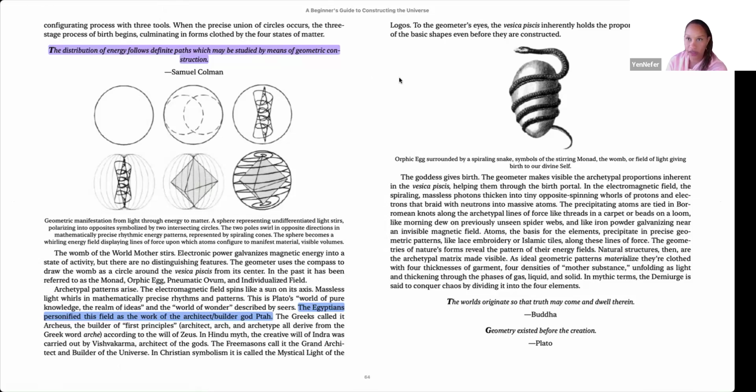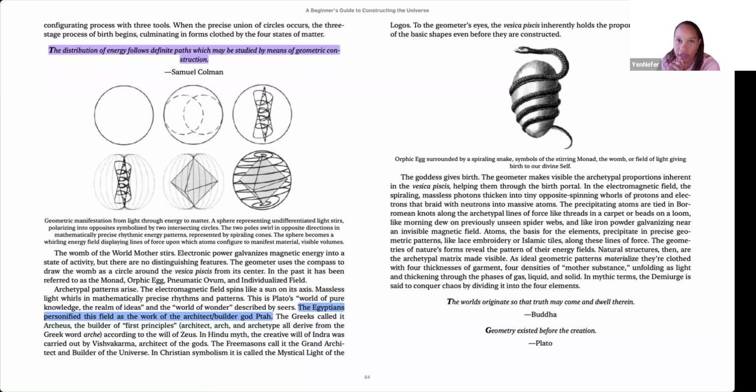To the geometer's eyes, the Vesica Pisces inherently holds the proportions and patterns of the basic shapes even before they are, excuse me, you guys, constructed. Oh, goodness. All right, so let's reread that.